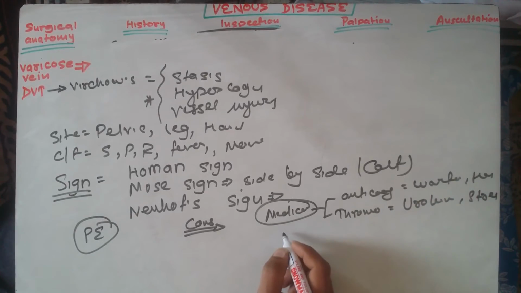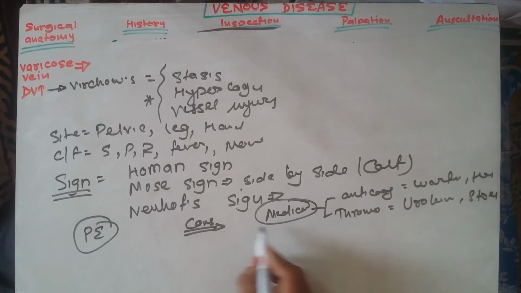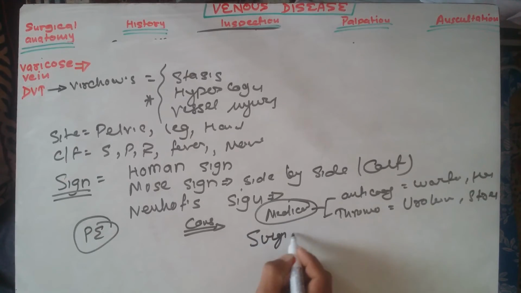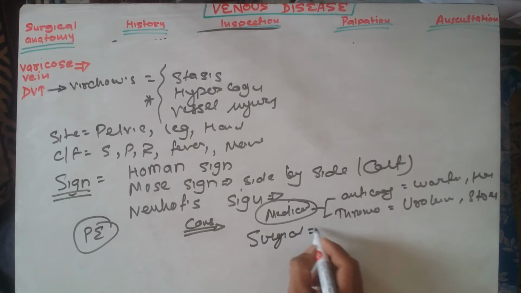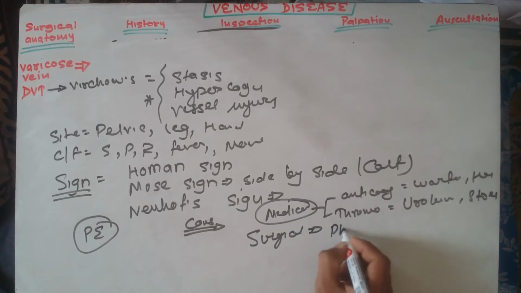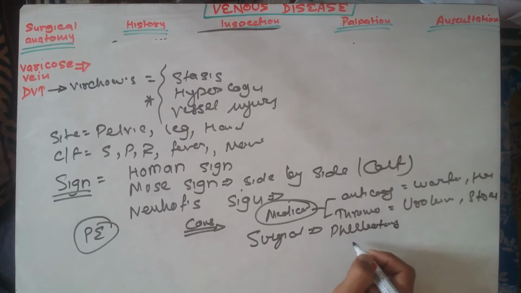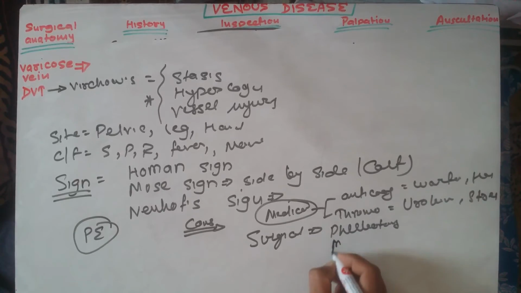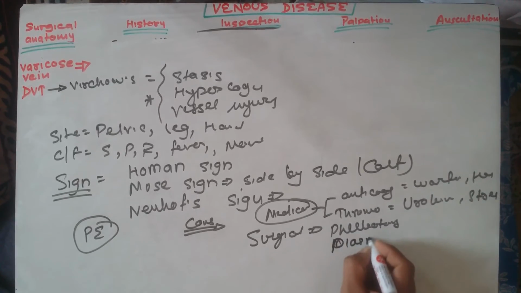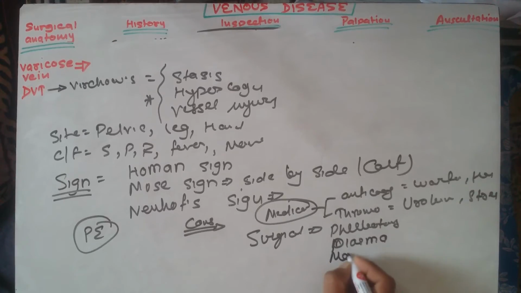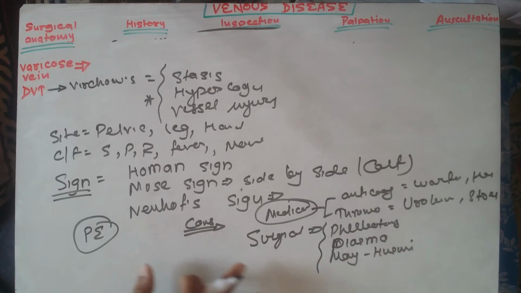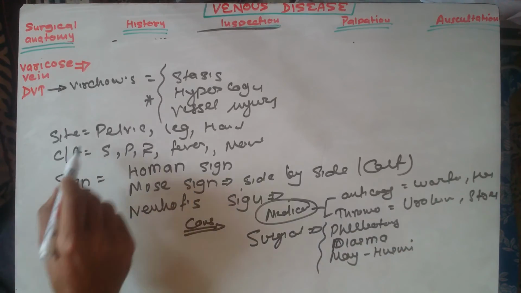And at last, if these are not sufficient enough, we will go for the surgical treatment, and surgically we can perform venous phlebotomy, or the modality will be plasma operation or May-Husni operation. So these are the three different modality for the surgical treatment of the DVT.